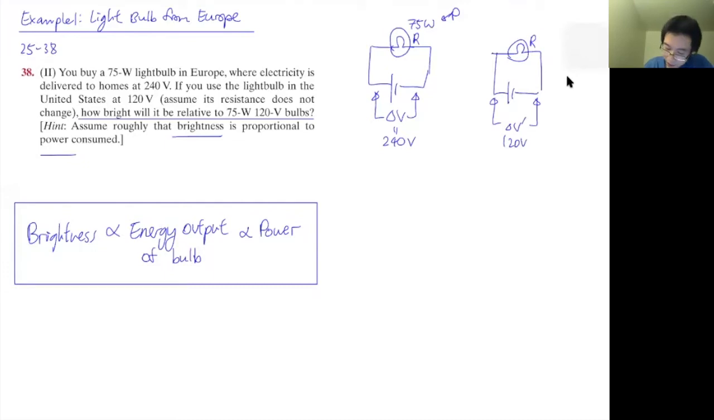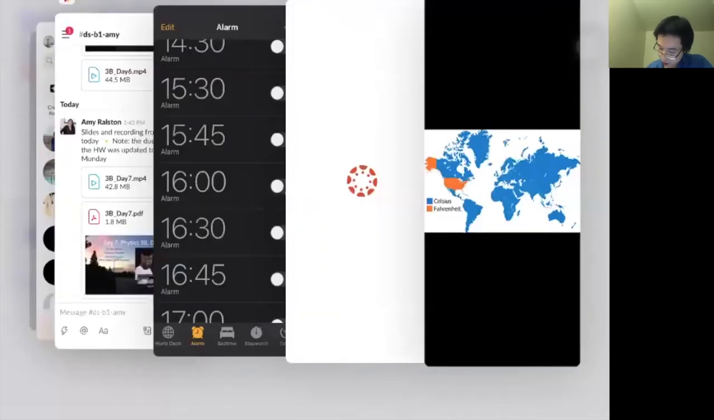If I'm given the power, we know from this equation that we can find the resistance. If this is 75, actually this tells me the current. If you plug it in Europe, how much current will it draw? It will draw 75 divided by 240. So let's plug that in. 75 divided by 240.